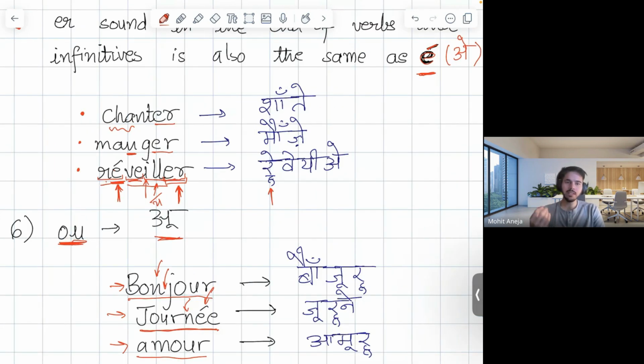Close. Okay. So the rule was, whenever there is ER at the end of verbs, all the ER verbs are pronounced as a at the end. Okay. The rule is clear, I'm hoping.